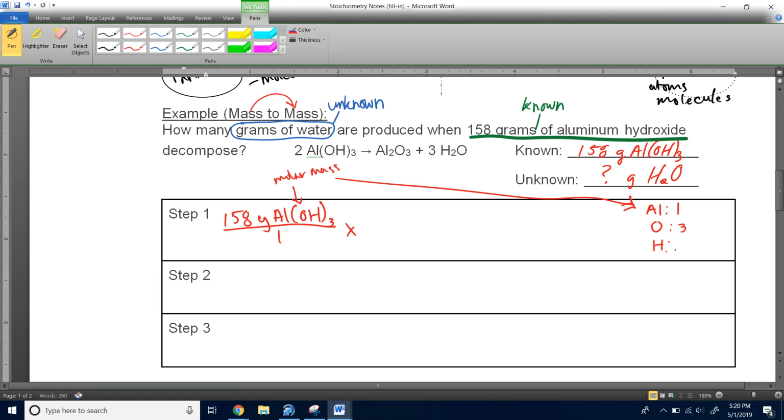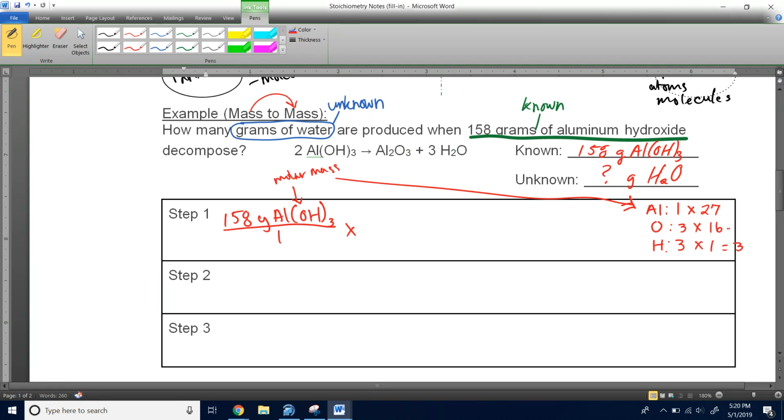And then how many hydrogens do we have? We have 3. Aluminum, we looked at our periodic table and we see that aluminum has an atomic mass of 27. Oxygen has an atomic mass of 16. And hydrogen has an atomic mass of 1. For this case, we will use 1 instead of 1.01 that we use in class.